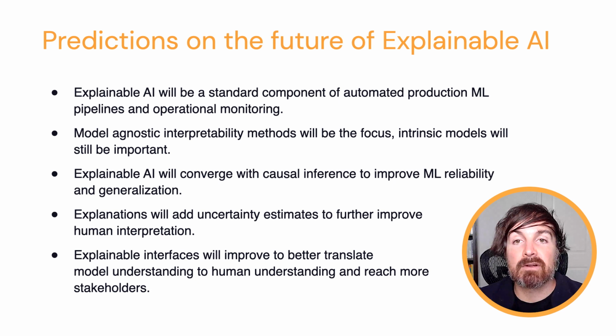Fourth, explanations from ML interpretability methods will look to add uncertainty estimates as a means of further improving human interpretation and also further building trust in when explanations are reliable and when they may not be. Lastly, explainable interfaces will improve to better translate model understanding to human understanding and reach more stakeholders. This might look like more codeless explanation interfaces that are interactive and translate prediction explanations to concepts expressed in more human interpretable forms, such as natural language.